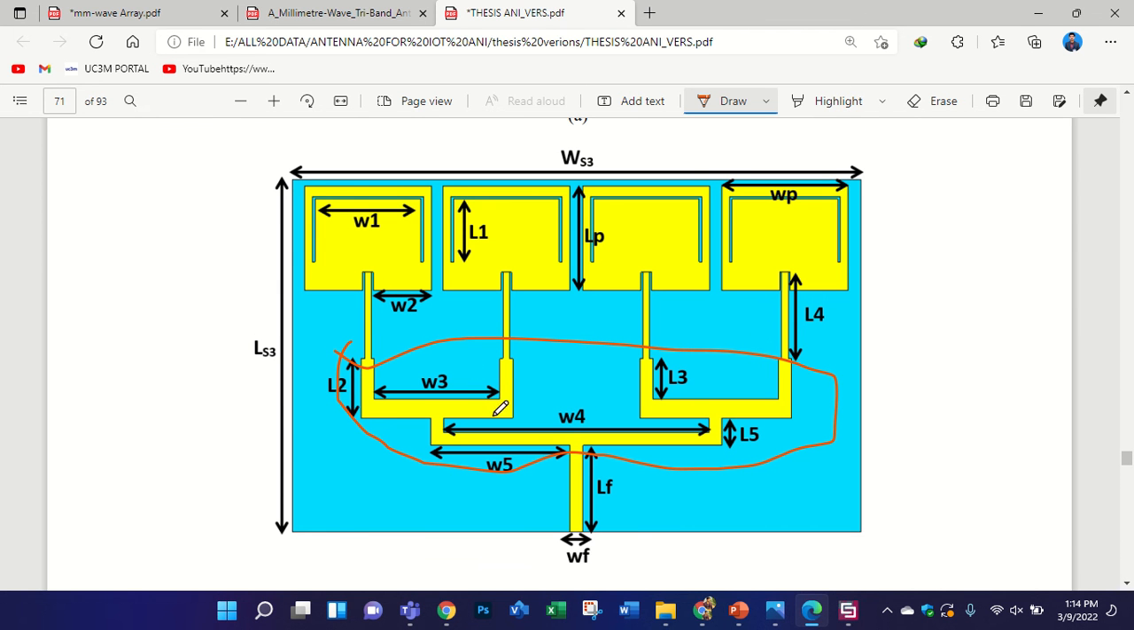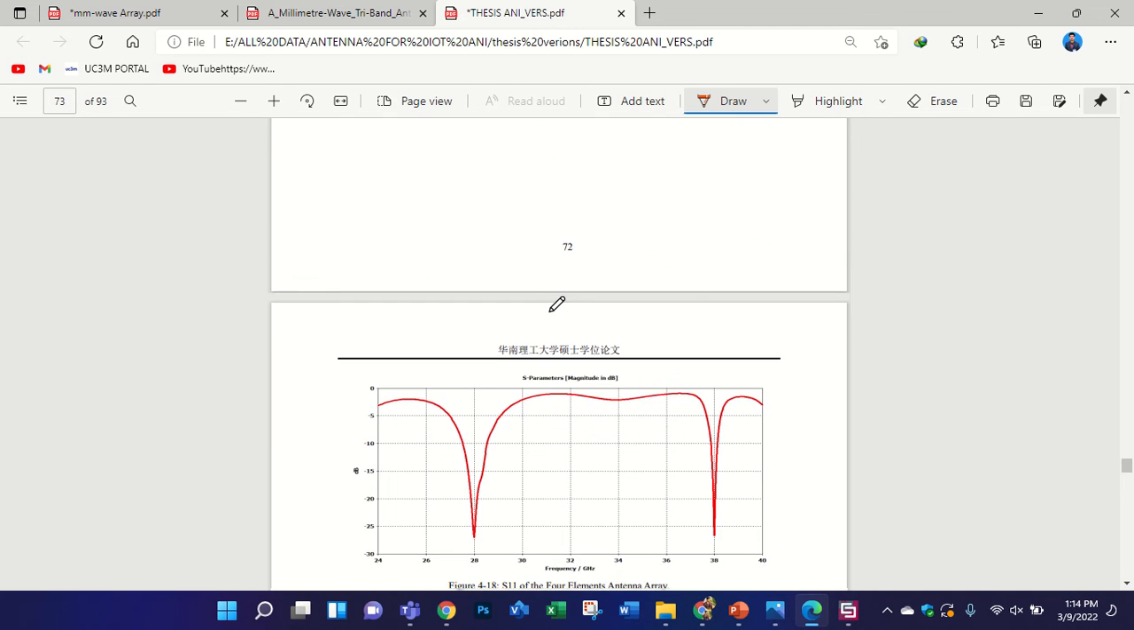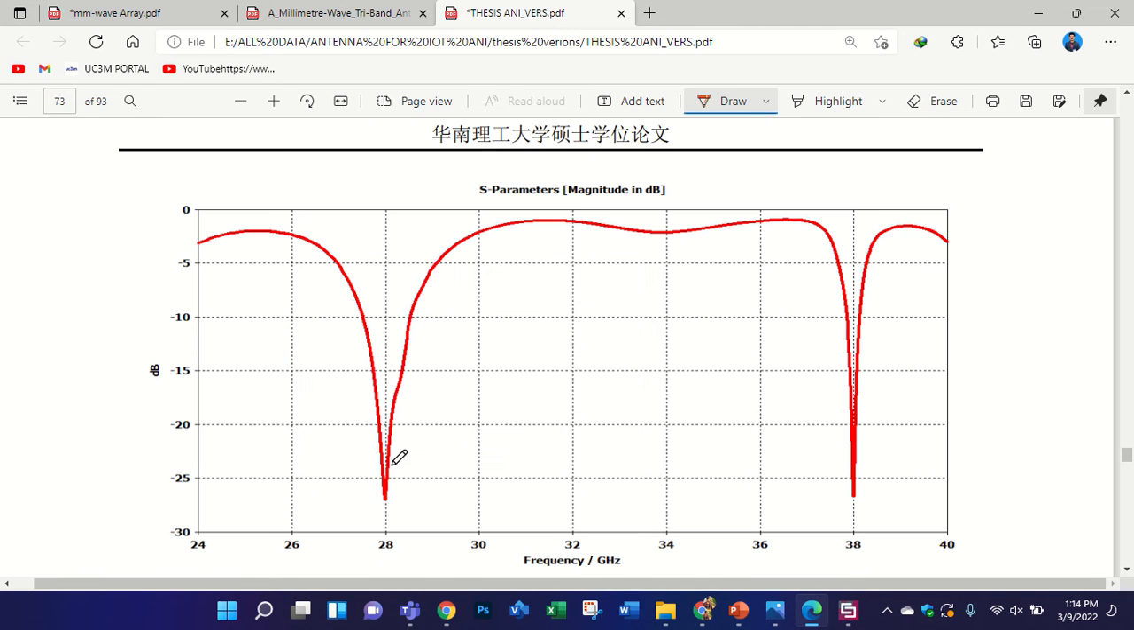So you need to vary the values. Even if you use equations, you need to change the values a little bit. You need to do optimization to check at which frequency bands my antenna is working. And you see that it is still 28 and 38 gigahertz, so it means the matching stubs are perfectly matched with each other. Also here the characteristic bandwidth is increased.